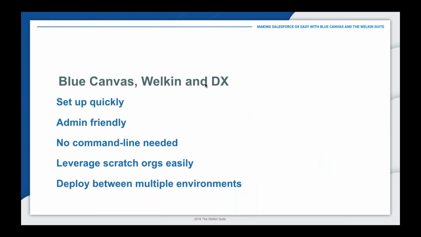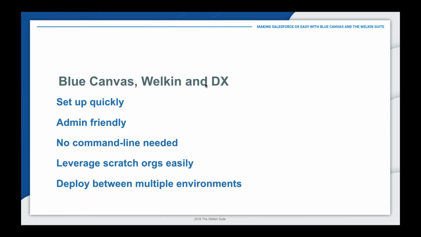So first and foremost, the goal is that you can set up quickly. In just a few clicks, you can launch Scratch orgs and be making changes. The goal is that it's admin friendly. So how do you incorporate developers and admins and declarative changes as well as code changes, which are all equal citizens, into a single development flow?